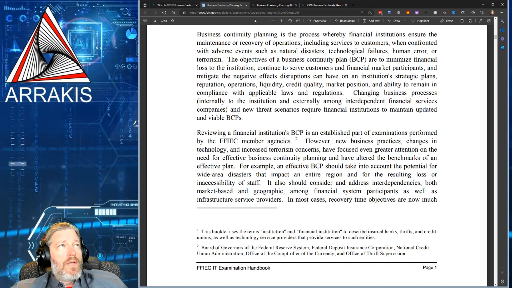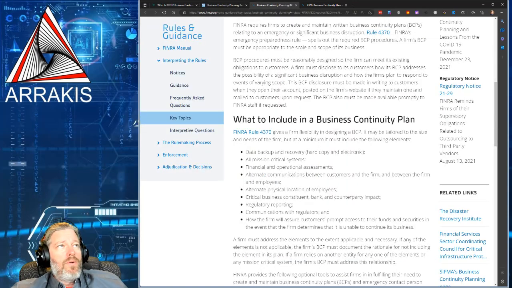So just looking at some other ones before I close this out, what to include in a business continuity plan. That's the BC in BCDR: business continuity, data backup and recovery, mission critical systems, financial and operational assessments. So again, how is Datto or Axion or anything else going to provide an operational assessment or financial information? It's kind of important to understand. Alternate communications. Well, obviously that's going to be cell phones or maybe ham radio or something. Alternate physical locations, regulatory reporting.